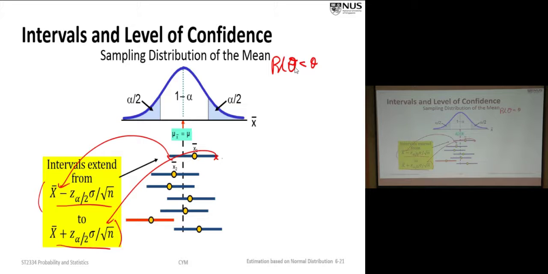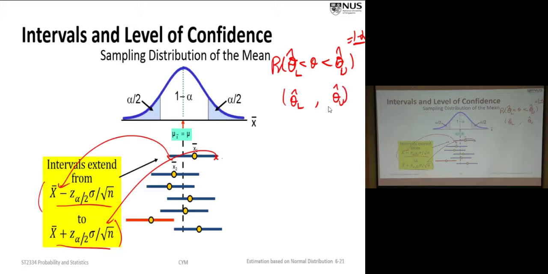The chance that this random interval, lower and upper, is equal to 1 minus alpha. So that's how we interpret the confidence interval. But once you take the sample, now you calculate, and then this one is the realization.